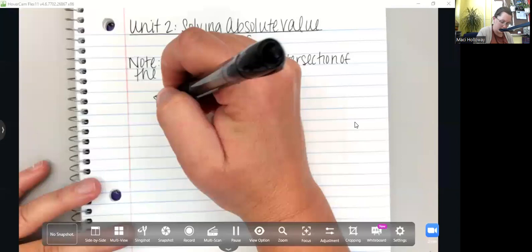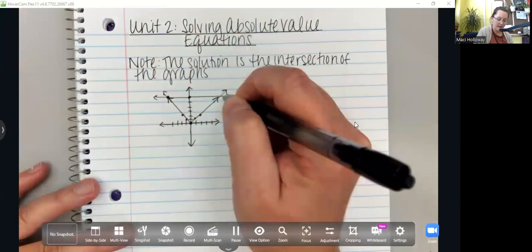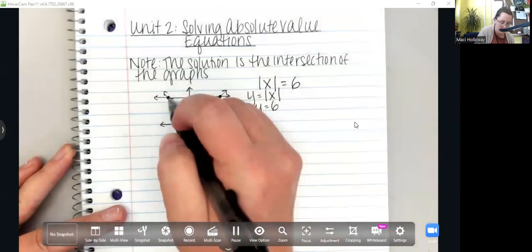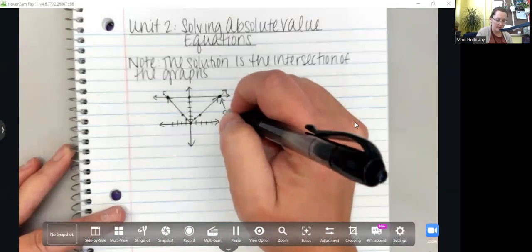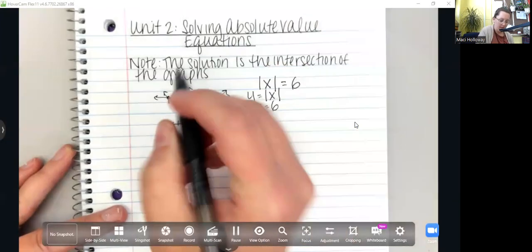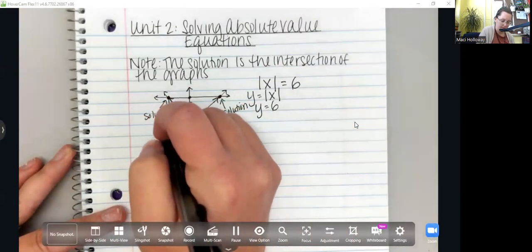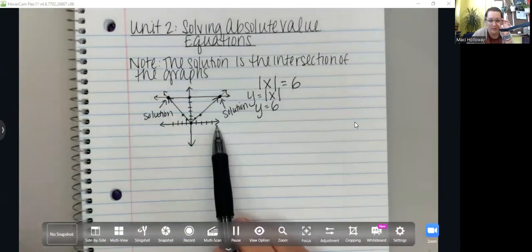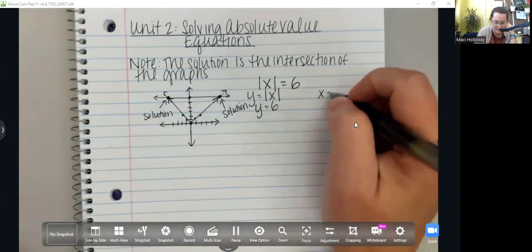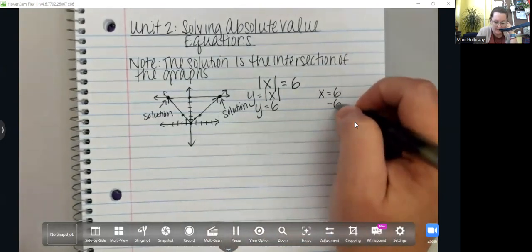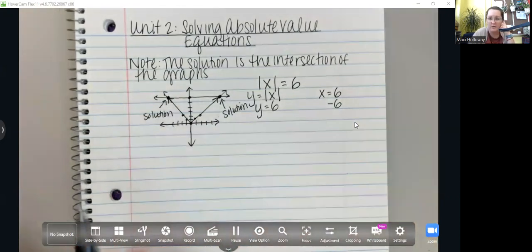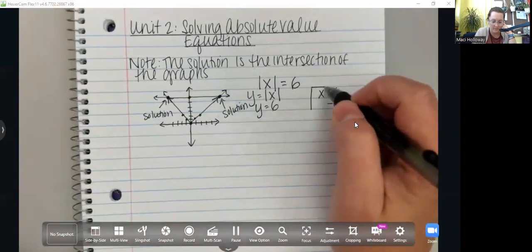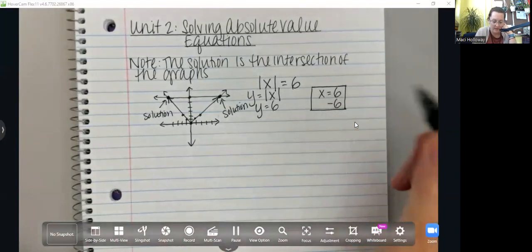And so the intersection of this horizontal line and my absolute value equation is the solution. So this is a solution and this is a solution. There are two answers. It's crossing at positive 6 and at negative 6. That gives you an idea of how we're going to go about solving these equations, because there could be two answers.